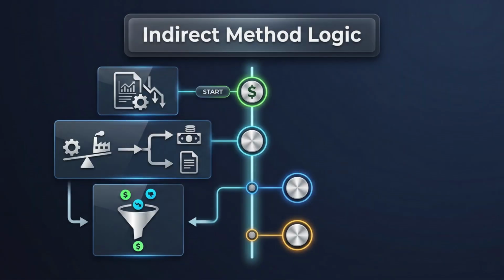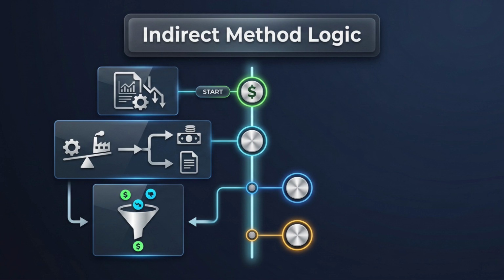Now we move to the indirect method. The indirect method starts with net income from the income statement and adjusts that number to arrive at net cash from operating activities. First, we add back non-cash expenses such as depreciation and amortization because they reduced net income but did not use cash. Second, we adjust for working capital changes because current assets and current liabilities explain timing differences between accrual income and operating cash.